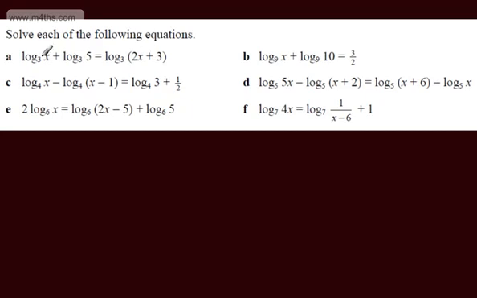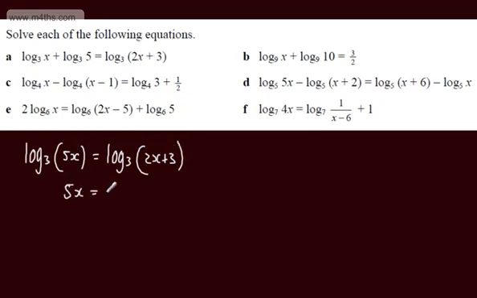I've got the same base, so if I've got a sum, I can write this as a product. Log to the base 3 of 5x will be equal now to log to the base 3 of 2x plus 3. I can now make the statement that 5x will be equal to 2x plus 3. The log of this quantity will be equal to the log of this quantity, therefore the two quantities will be equal. Solving this equation, I'm going to have now 3x is equal to 3 and x is equal to 1.